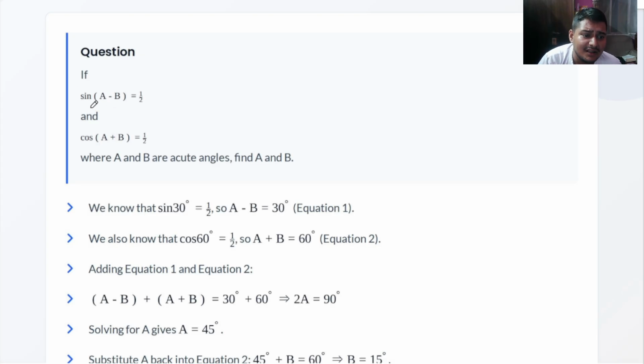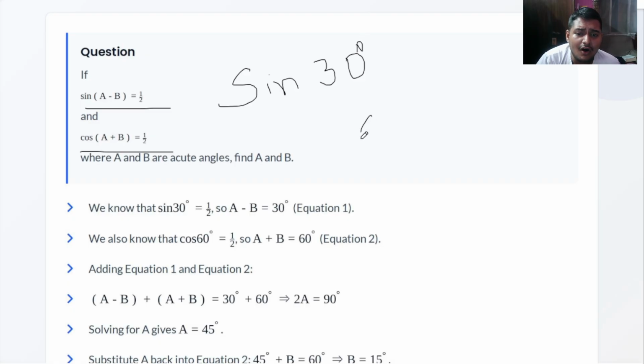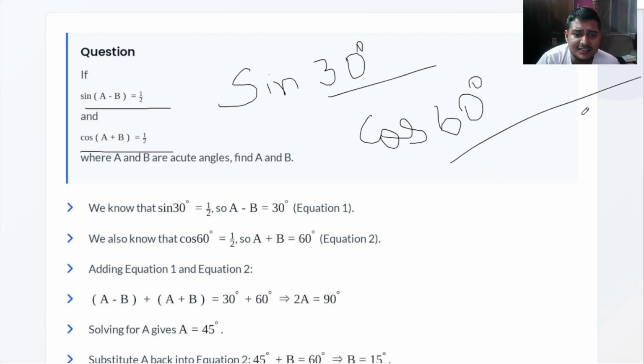Again, another question is sine A minus B is half, cos A plus B is half. So we know sine half comes for 30 degree. So sine 30 degree means half, and cos 60 degree is half. So A minus B is 30, A plus B is 60.